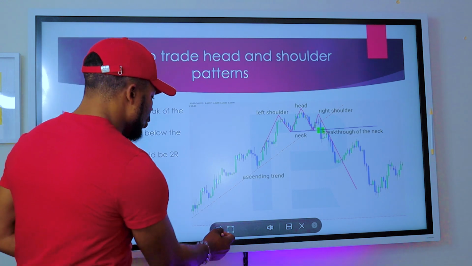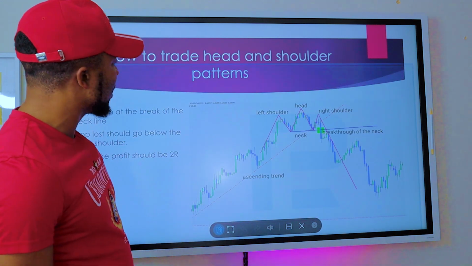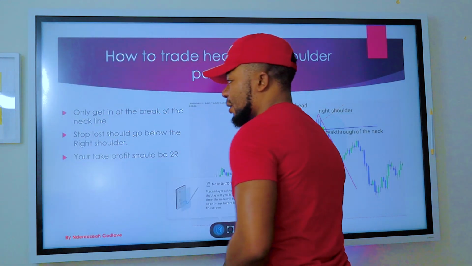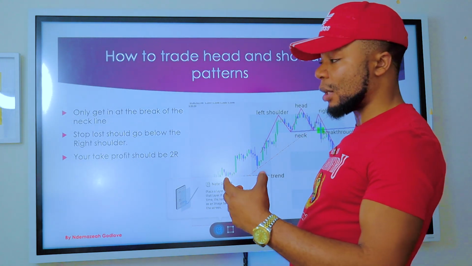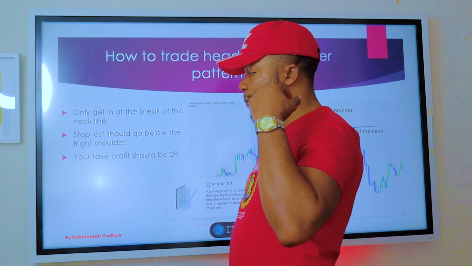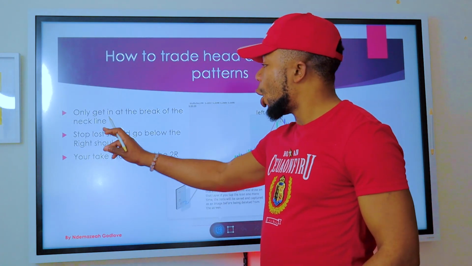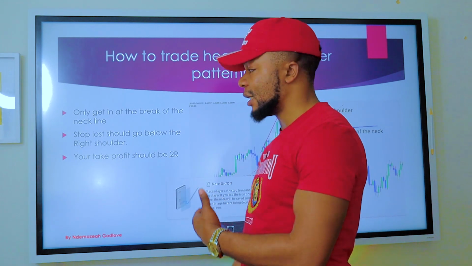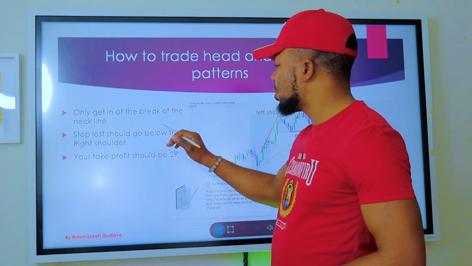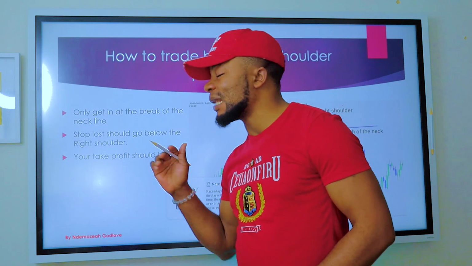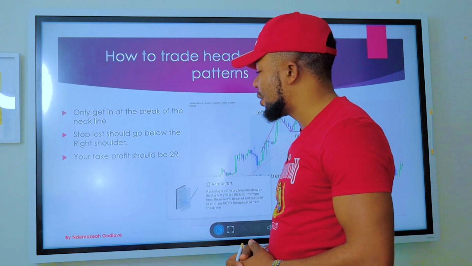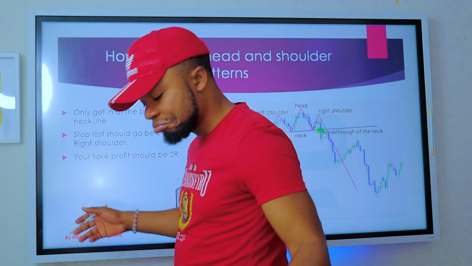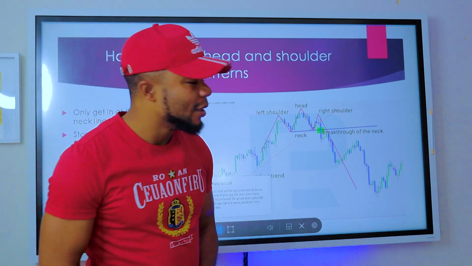Now let's go to how do you trade. How do you trade a head and shoulder pattern? It's easy. I've already given you a recap on the previous slide, but let me go through it again. Only get in at the break of the neckline. I will explain that. Then your stop loss should go below the right shoulder, and your take profit should be 2 arrow. Simple as that. All right.